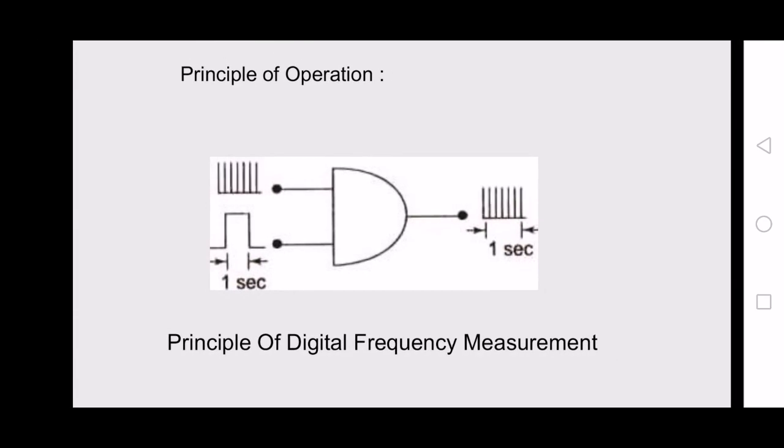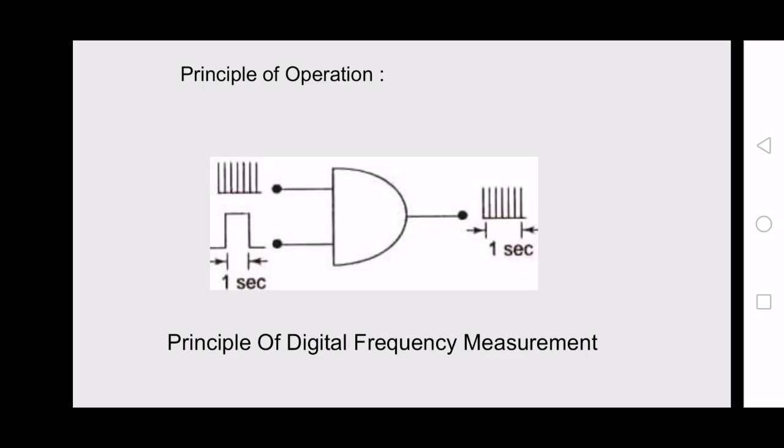The basic principle of operation of any frequency measurement by digital means is by a simple logic AND gate. In that two-input basic AND gate, for one input we are applying the unknown input whose frequency we want to measure. In the other input to the AND gate, we are applying a standard signal of known frequency.